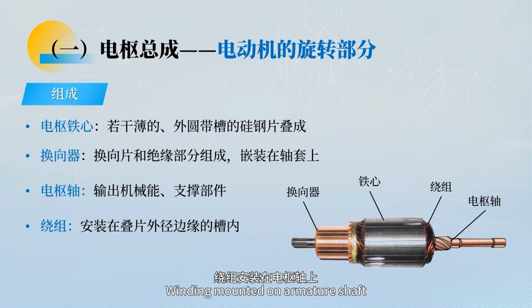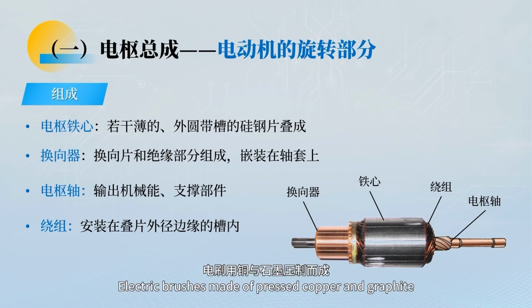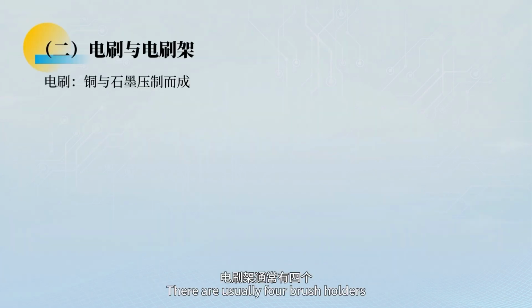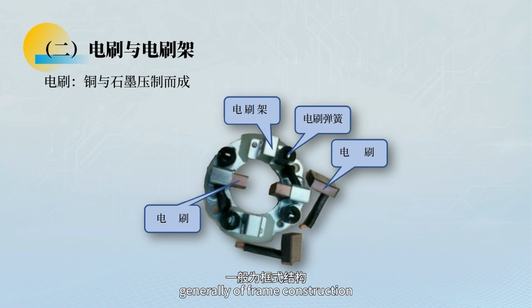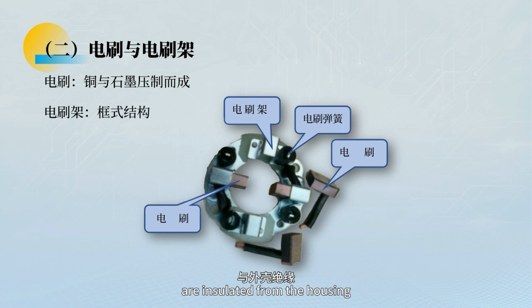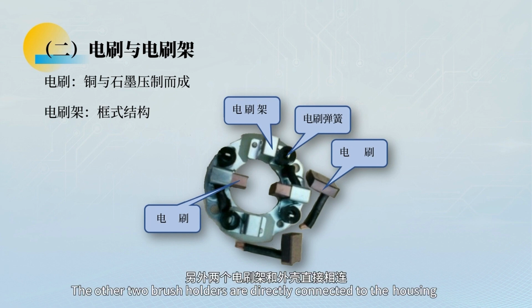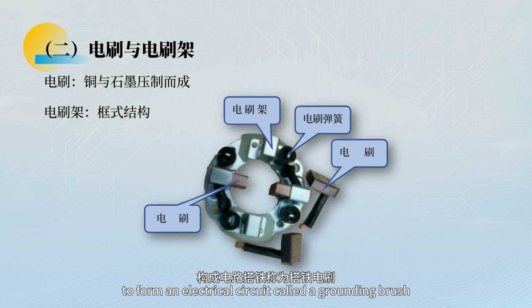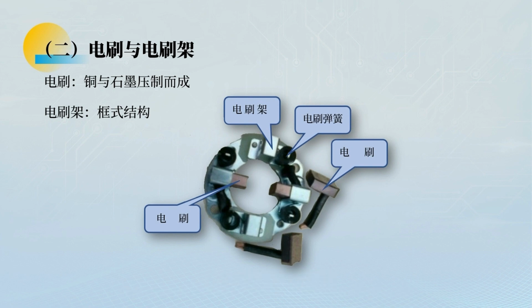Winding mounted on armature shaft. Electric brushes made of pressed copper and graphite. There are usually 4 brush holders, generally of frame construction. 2 of them, connected to the excitation and armature windings and insulated from the housing, are called insulated brushes. The other 2 brush holders are directly connected to the housing to form an electrical circuit, called grounding brushes. Both brushes and housing are insulated.